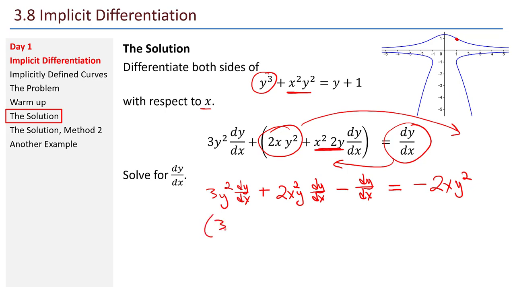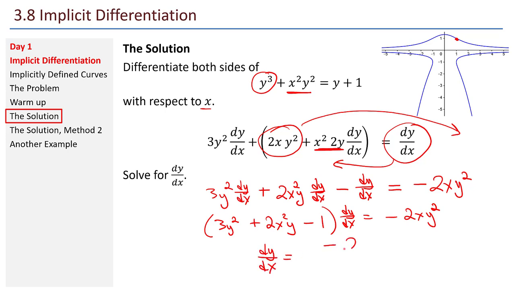So 3y squared plus 2x squared y minus 1, times dy dx, equals negative 2x y squared. Finally, now that I've factored out the dy dx, I can divide both sides by that stuff in parentheses, and I can solve for dy dx. So it's negative 2x y squared all over all that stuff: 3y squared plus 2x squared y minus 1. There we have it.